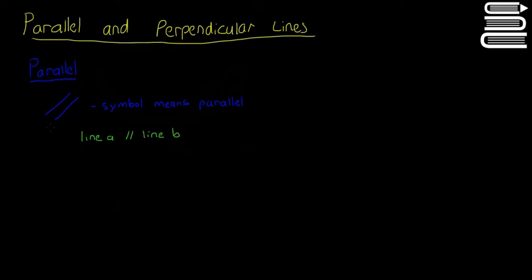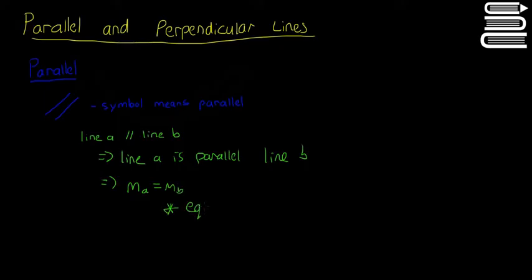This symbol here means parallel. If you see something like line A, that double slash, line B, this means that line A is parallel to line B. What this means, and this is really important, is that mA is equal to mB, or they have equal slopes. So if they're parallel, the slopes are the exact same.